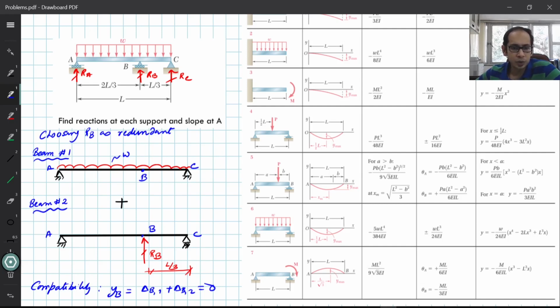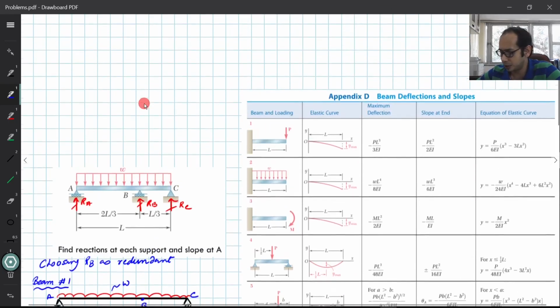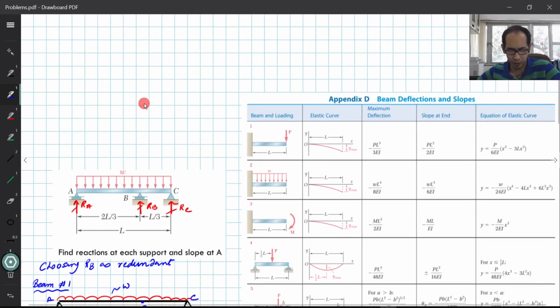Once you calculate this delta B2, it will come in terms of RB, because it depends upon the load. That will help you get the reaction RB once you apply this compatibility. And once you know one of the reactions, the other reactions can simply be computed from your equations of equilibrium. I will write down the final answers for this particular problem. You can go back and check whether you're getting the right answers or not.